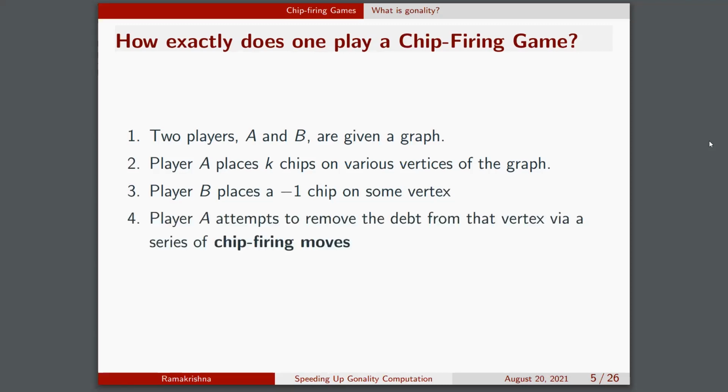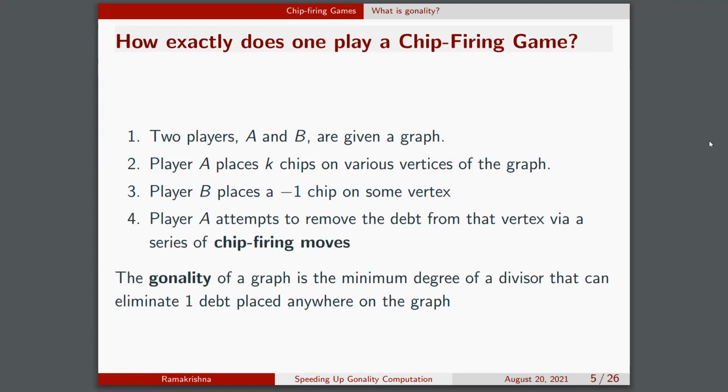Now, player A is going to attempt to remove the debt from that vertex via a series of chip firing moves. When we say player A is going to want to remove the debt, they're going to want to fire vertices in such a way that they don't introduce new debt on any vertices, and so that they can send at least 1 chip to the vertex that has a -1 chip on it, so that there are only non-negative numbers of chips on each of the vertices.